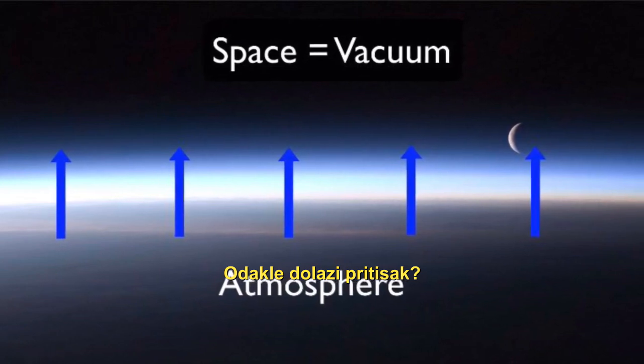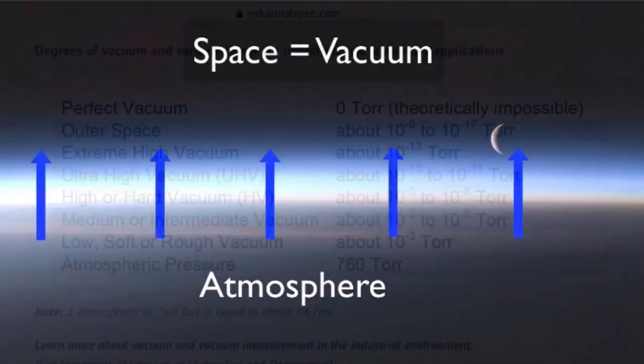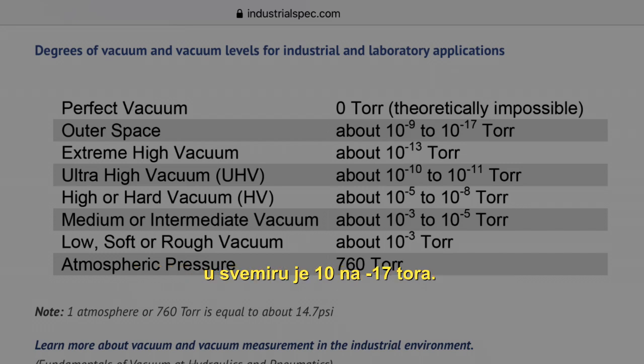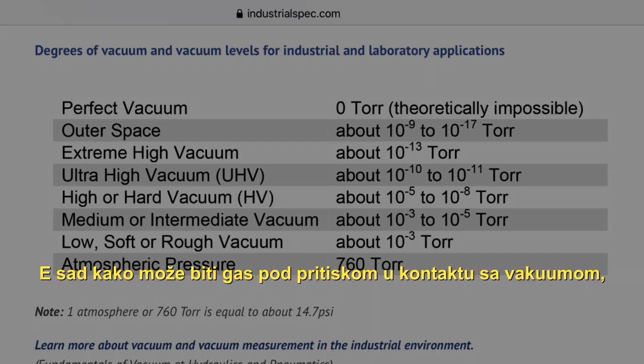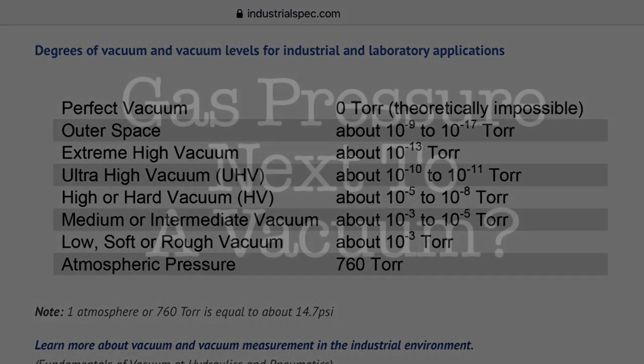Well, where's the pressure coming from? Where'd you get the gas pressure in the first place, right? I mean, that's our question. Well, when you look at atmospheric pressure at sea level, it's 14.7 psi, 760 torr. And as you go up high, you could see that outer space is 10 to the minus 17 torr. Now, how in the world can you have gas pressure on Earth and outer space without any kind of barrier in between? We're going to visit that in a minute here.